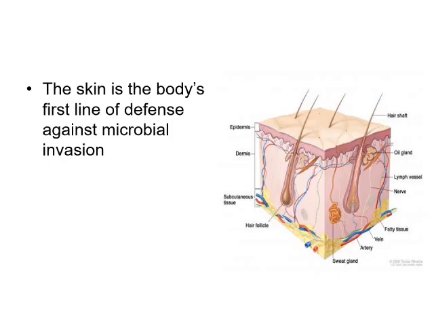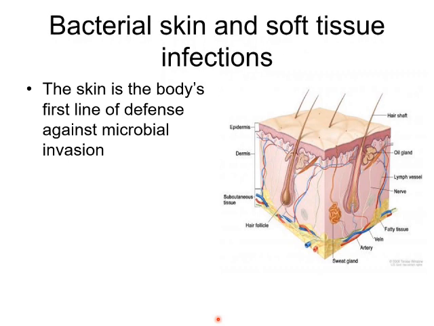Let us look at the anatomy of the skin, right? The skin consists of 3 layers: the connective tissue layer, the dermis, as well as the epidermis. The function of the skin is to act as the first line of defense against microbial invasion.